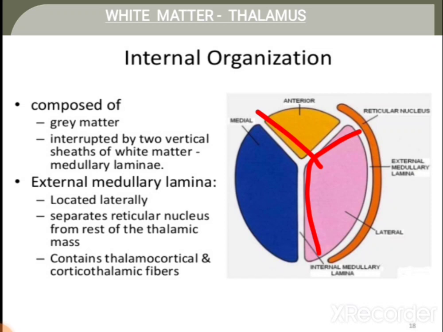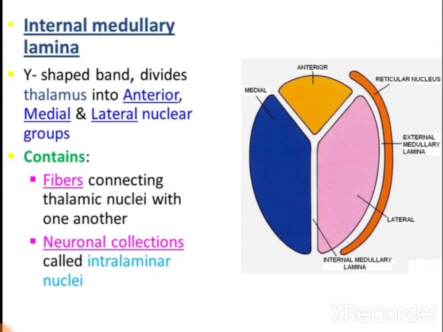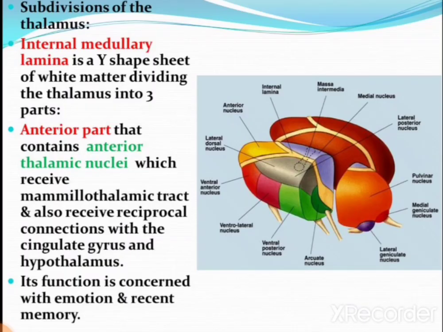And there is external medullary lamina, which is located on the lateral side, shown in the image. It separates the reticular nucleus from the rest of the thalamic mass. It contains thalamocortical and corticothalamic fibers. Then there is internal medullary lamina, which is Y-shaped band and divides the thalamus into anterior, medial and lateral nuclear groups. It contains fibers connecting the thalamic nuclei and other thalamic structures. And it also has neuronal connections in this lamina, which is known as intralaminar nuclei.